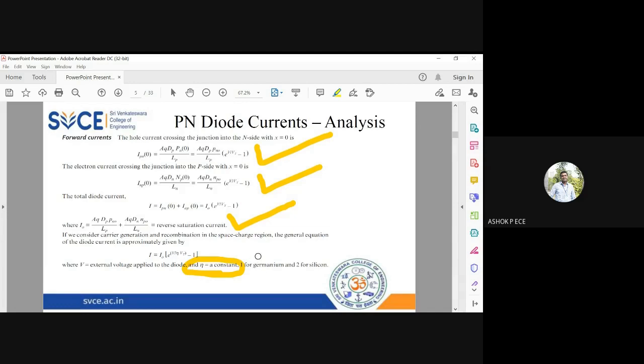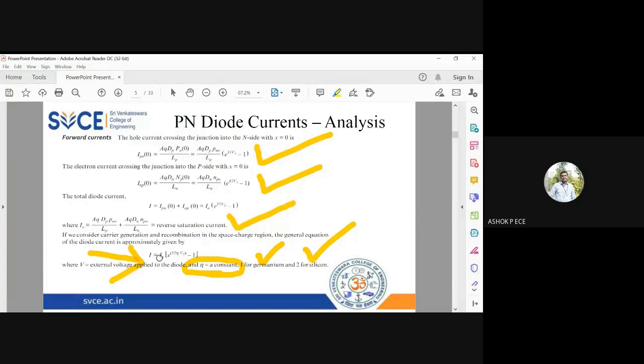And eta is going to be 1 for germanium and it is going to be 2 for silicon. The eta is called the device constant. So the eta value will not change. It is going to be 1 for germanium and 2 for silicon. Okay, so this is the total current which is flowing through your diode. So I is equal to I naught e power V by eta Vt minus 1.